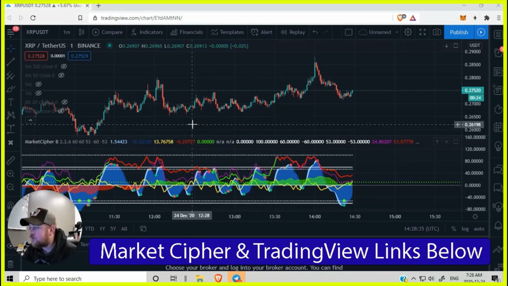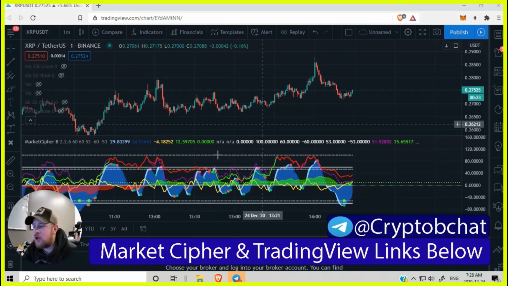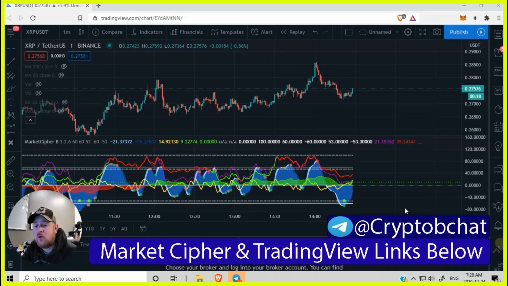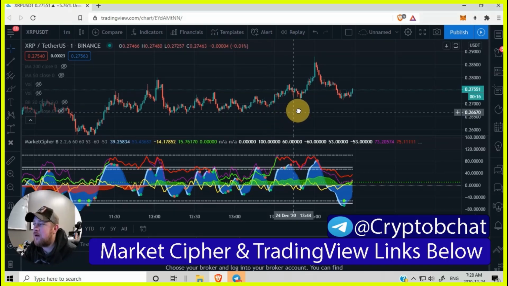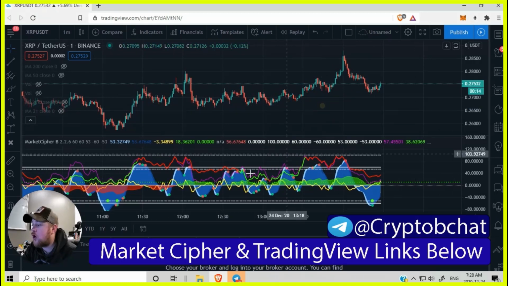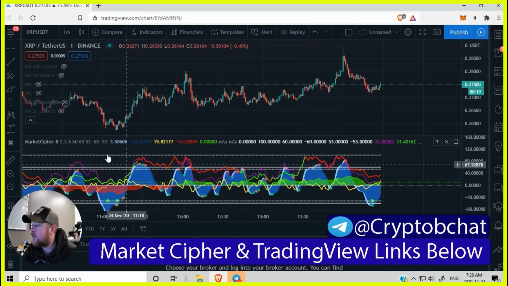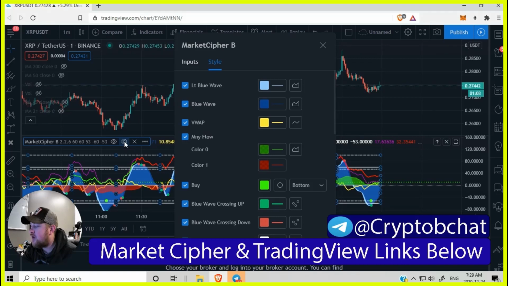So the first thing to do is we're only using Market Cipher B today. That's all we're using. And we're actually going to eliminate a lot of these other indicators within Market Cipher B. So how do we do that? You hover your mouse over your indicator in TradingView. You hit settings. And what do we want to keep?